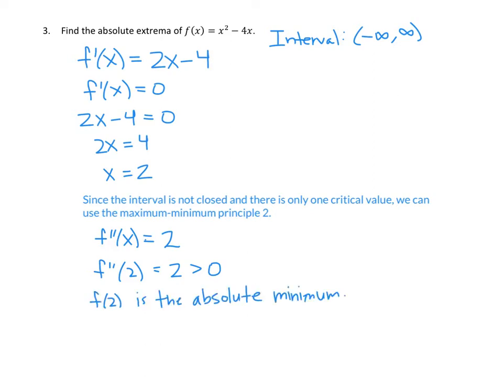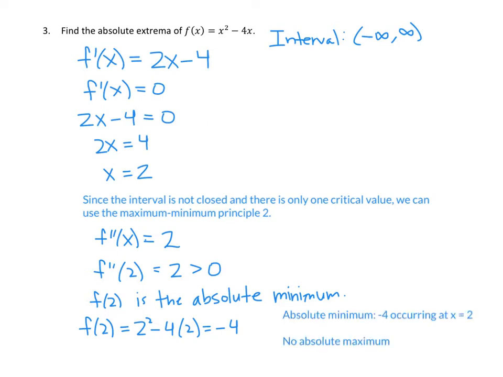So next, to find what the absolute minimum value is, we're going to plug 2 into our original function. So f of 2 here is going to be 2 squared minus 4 times 2, which comes out to be negative 4. So our absolute minimum then is negative 4, occurring when x equals 2. So we found the absolute minimum of negative 4 by using the maximum minimum principle 2, since we only had one critical value and the interval was not closed.